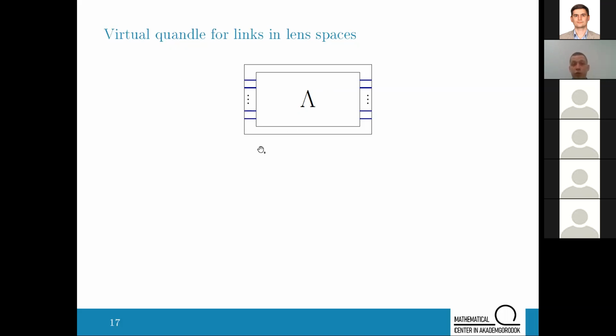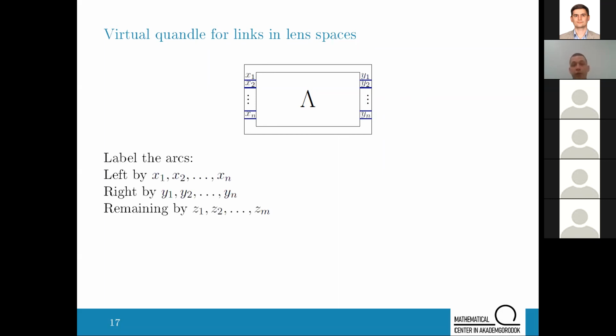We will introduce it by a diagram. As we know, the diagram of a link in length space can be given as a Venn diagram. So here I depicted an arbitrary Venn diagram for a link in length space. Now I will explain how to construct a virtual quandle from this diagram.